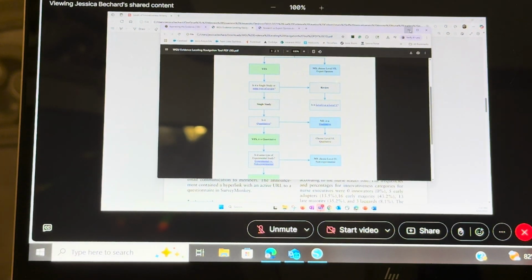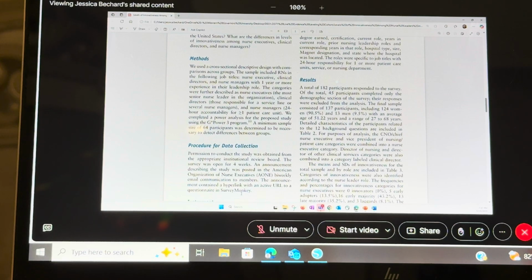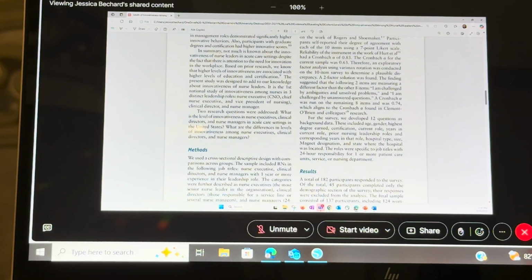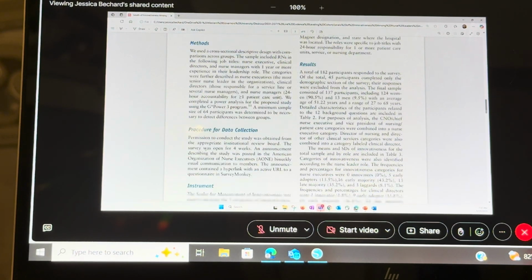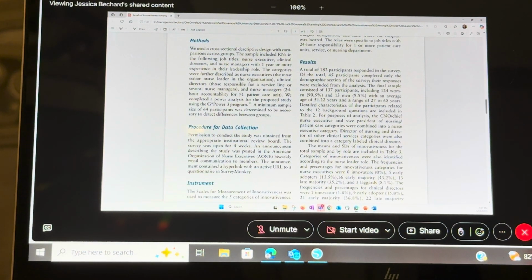And let's go. A survey. Janet says, yes, a survey. And so let's see what they did. And we get that in our procedures for data collection. So it says the survey was open for 4 weeks.